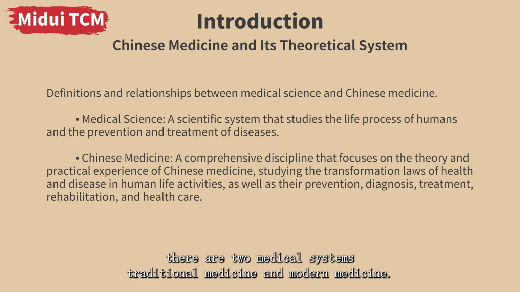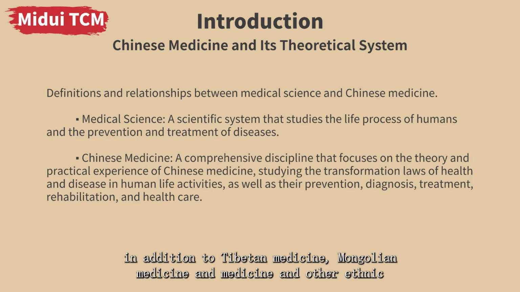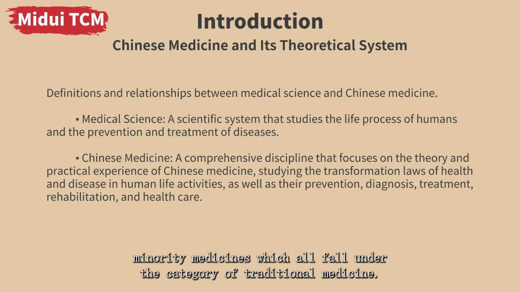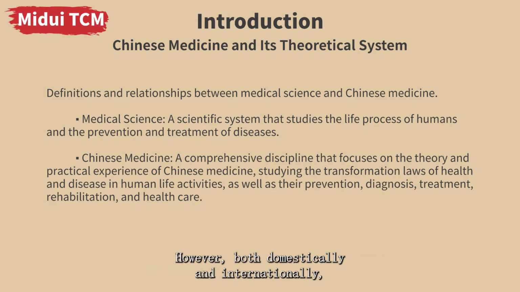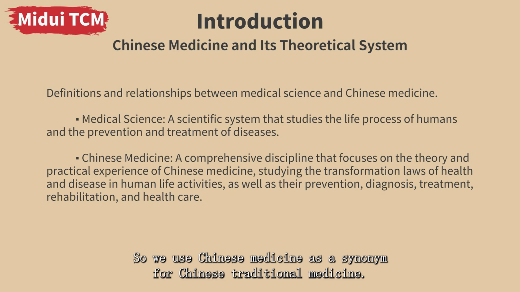In our country, there are two medical systems, traditional medicine and modern medicine. Traditional medicine in our country is represented by Chinese medicine, in addition to Tibetan medicine, Mongolian medicine, Uyghur medicine, and other ethnic minority medicines, which all fall under the category of traditional medicine. However, both domestically and internationally, it is generally acknowledged that Chinese traditional medicine is represented by Chinese medicine, so we use Chinese medicine as a synonym for Chinese traditional medicine.